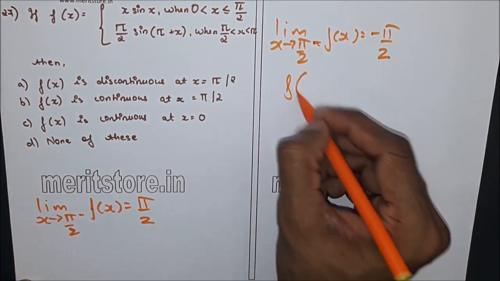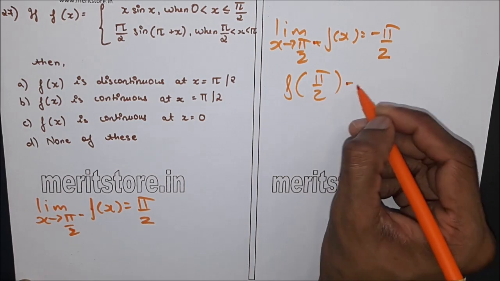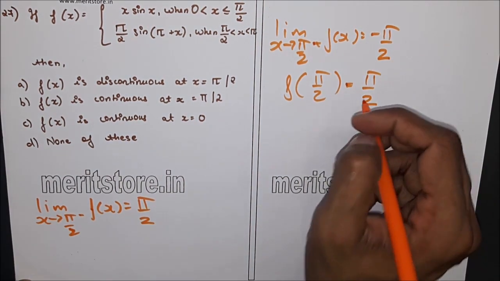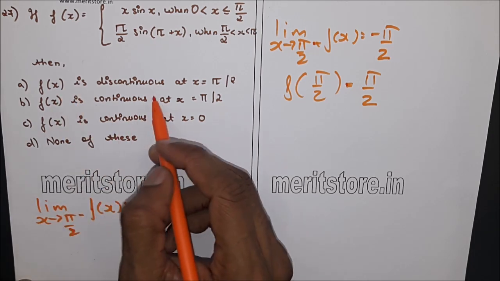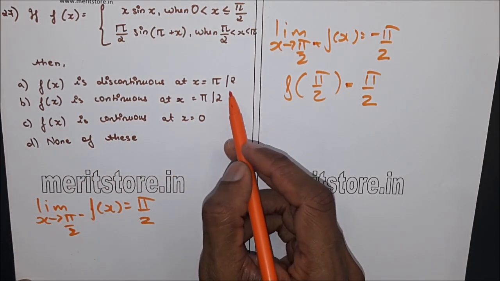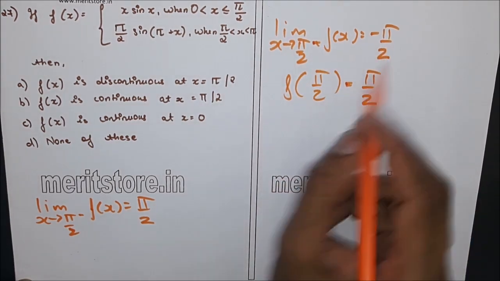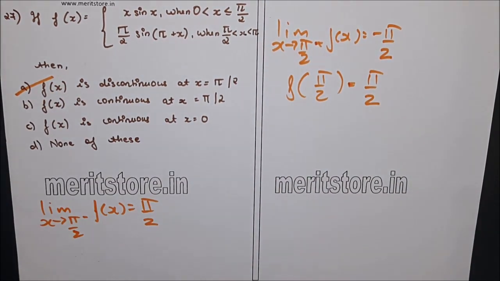So for f of pi by 2, we get pi by 2. Therefore, f of x is discontinuous at x is equal to pi by 2, where we get right hand side as minus pi by 2. Therefore, option A is the correct answer.